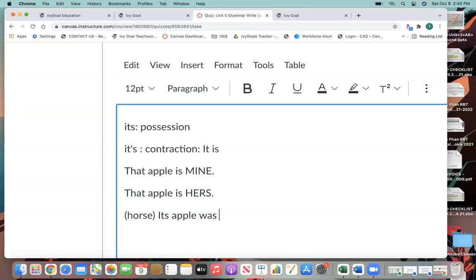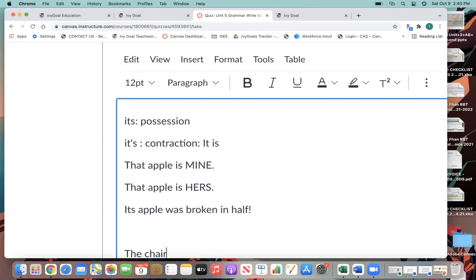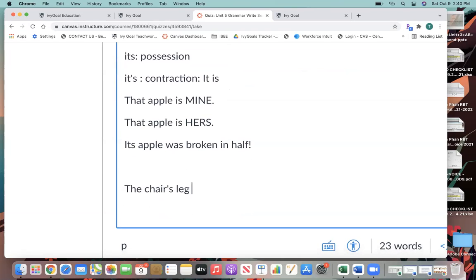Broken. Its tooth fell out, right? So maybe you're talking about a chair. The chair's leg was broken, right? The chair is a thing, right? The chair's leg was broken.